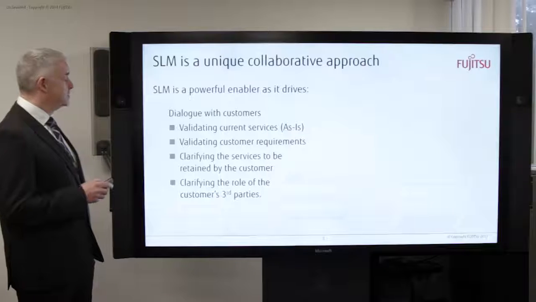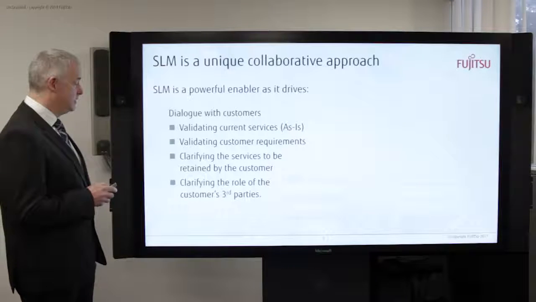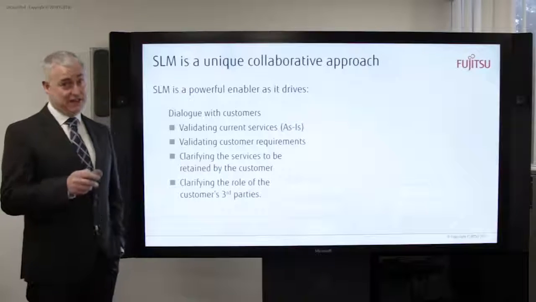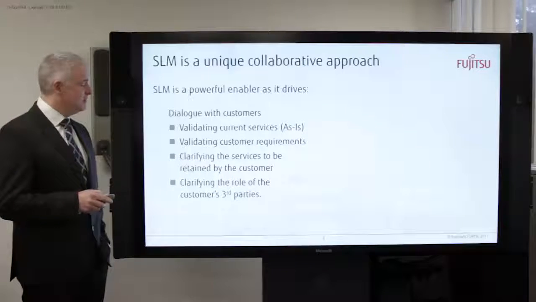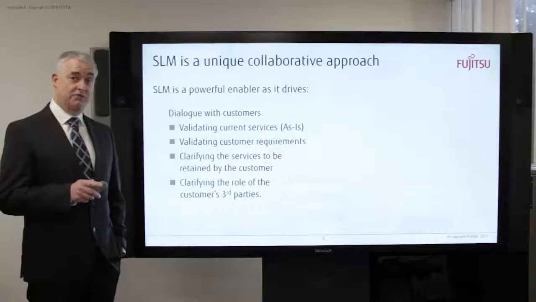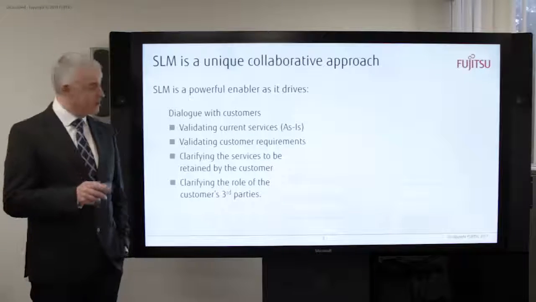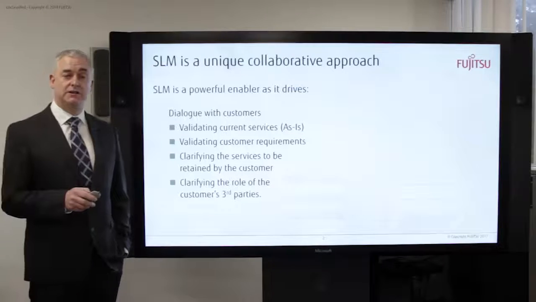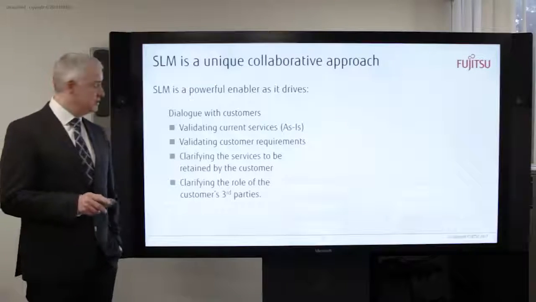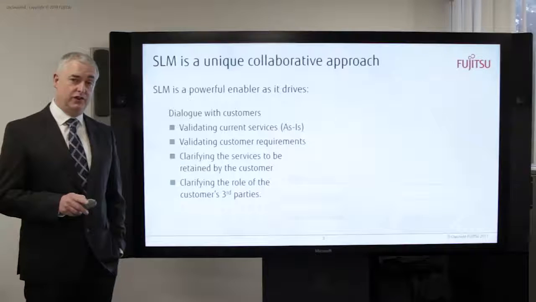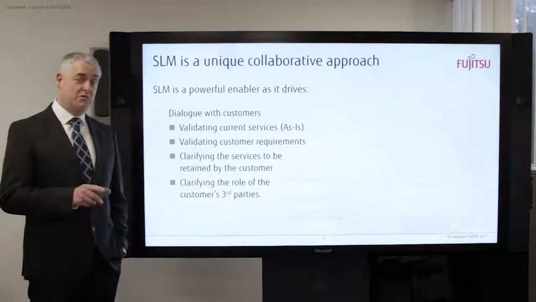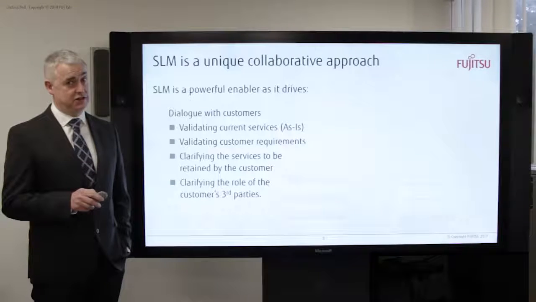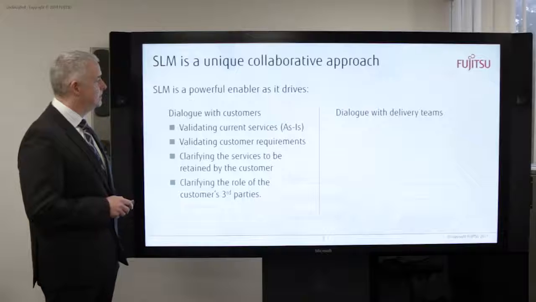So SLM allows us to validate customer requirements, also clarifying the services to be retained by the customer. And again, this is an important dynamic for SLM. We recognise that the customer has responsibilities in delivery, but sometimes we forget that. And also clarifying the role of the customer's third parties. And by that we mean parties that the customer has contracts with in delivery, but not Fujitsu. So again, we may not be managing that third party, but we will have an interaction and an interface to that party to deliver the service.